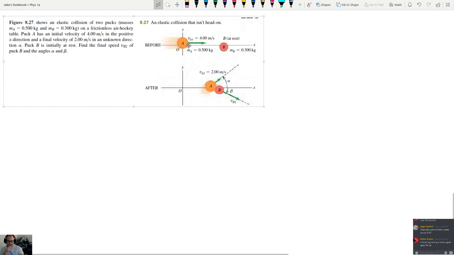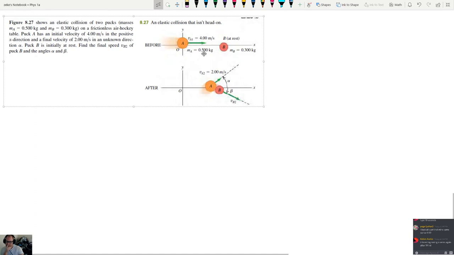A hockey puck moving to the right collides elastically with another hockey puck that is at rest, and the first hockey puck is going to glance off this way, and the other one's going to glance off the other way. And we need to find alpha, beta, and VB2. And it's an elastic collision that isn't head-on.